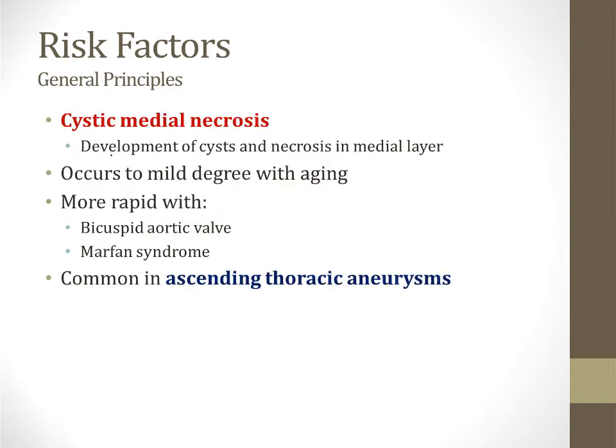Another important term for you to be familiar with before we talk about specific risk factors for aortic disease is the term cystic medial necrosis. This is the development of cysts and necrosis in that very important medial layer of the aorta. This occurs to a mild degree with aging, and as we will see, age is a risk factor for many diseases of the aorta. In addition, this process is more rapid and more severe if you have a bicuspid aortic valve or the Marfan syndrome.